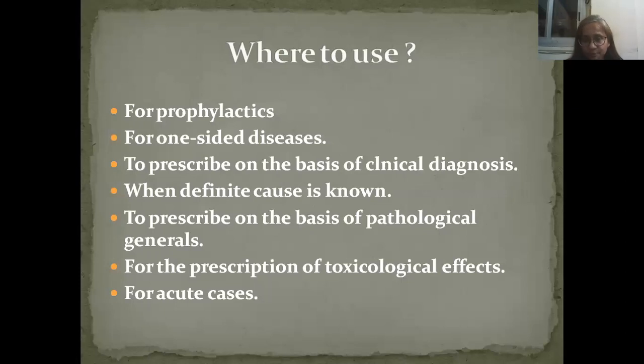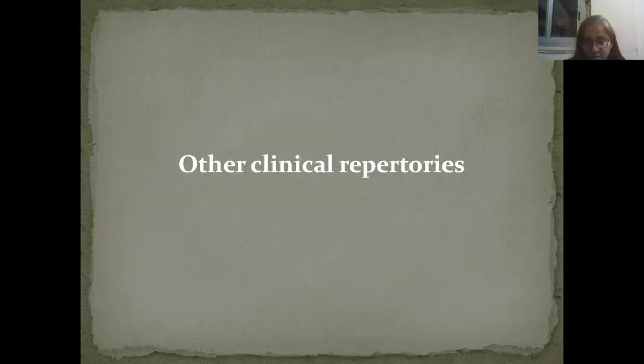So where to use? Of course, for prophylactics, a big yes. For one-sided diseases, to prescribe on the basis of clinical diagnosis when a definite cause is not known. Okay, if the cause is known, go to Clark. If the cause is not known, you have a clinical condition, go to Boric. This is how you switch over the repertories. If you want to prescribe on the basis of pathological generals, for the prescription of toxicological effects, and for acute cases with short 2-3 symptoms, then Boric is very useful.